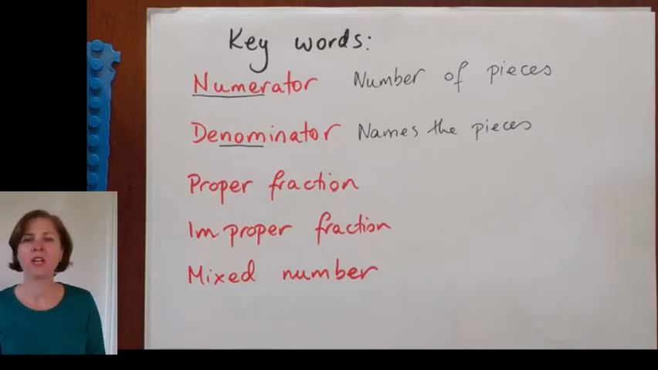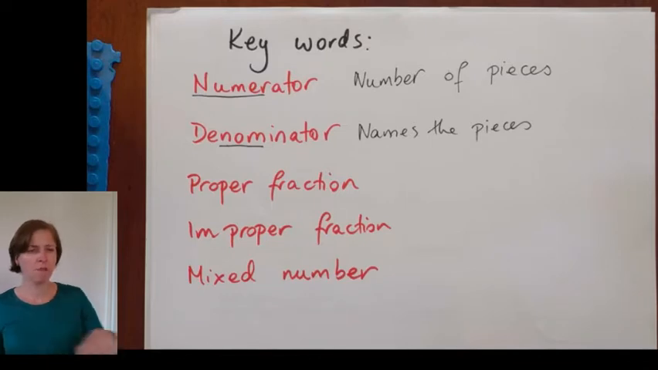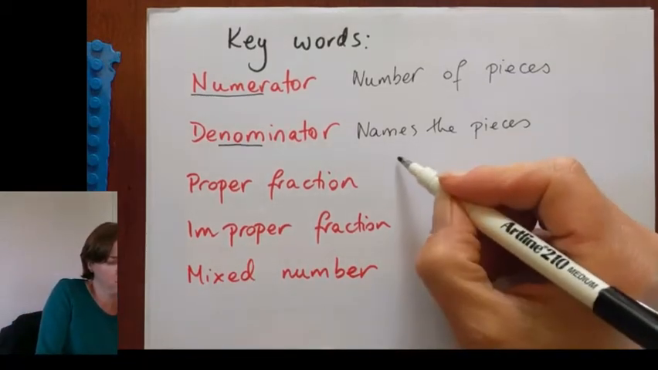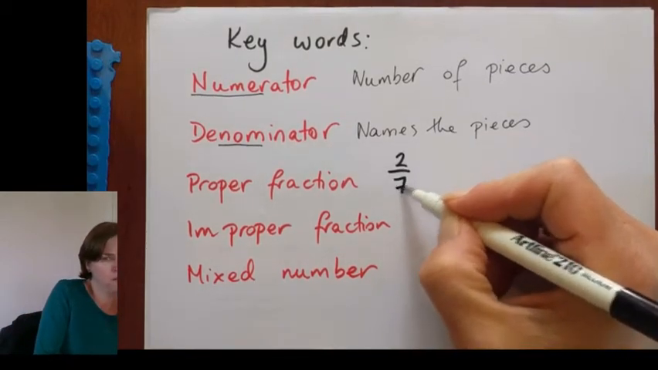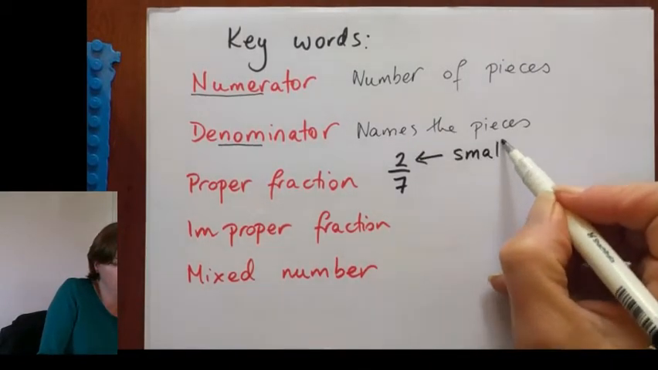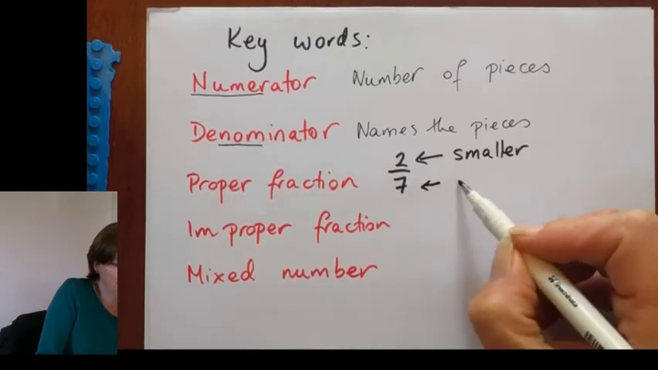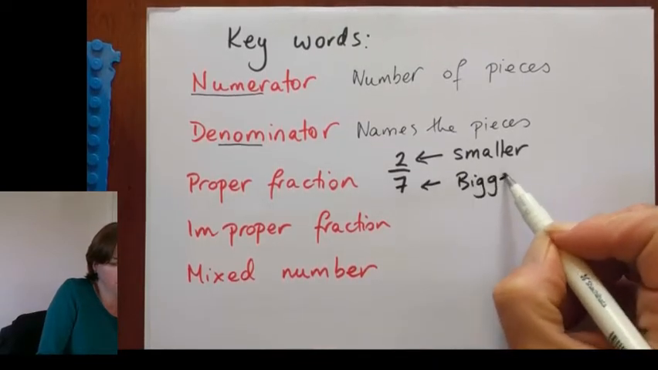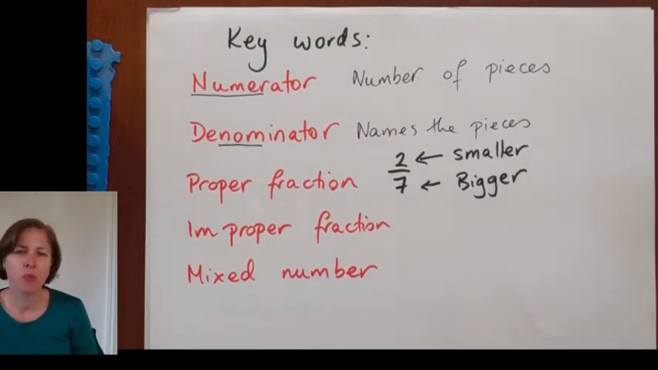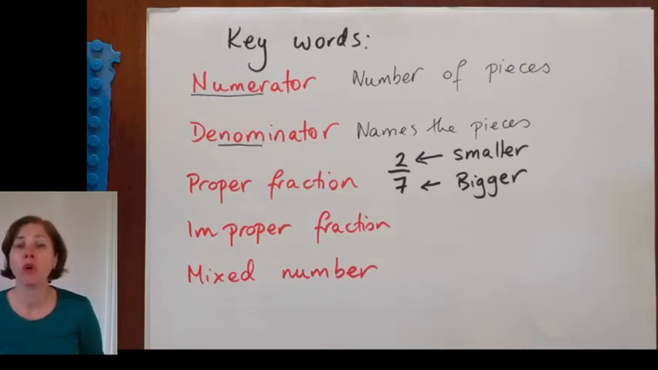All right, I'm going to have a quick look at 3 other words that you've met before. One is proper fraction. A proper fraction is a fraction where the numerator is smaller than the denominator. For example, 2/7. See how the 2 is the smaller number and the 7 is the bigger number. That means that a proper fraction is a number between 0 and 1. It's a fraction of a whole.